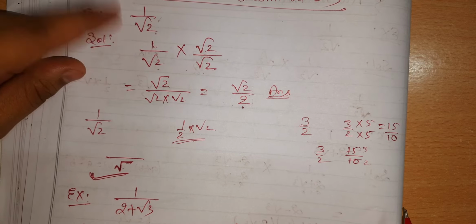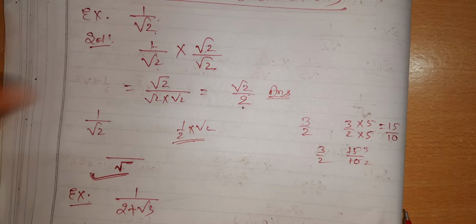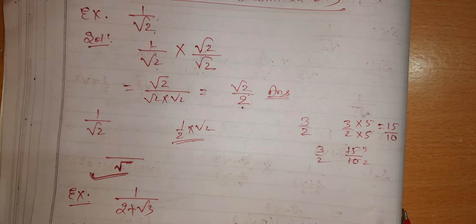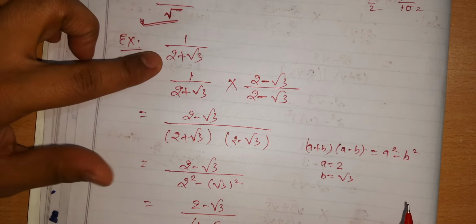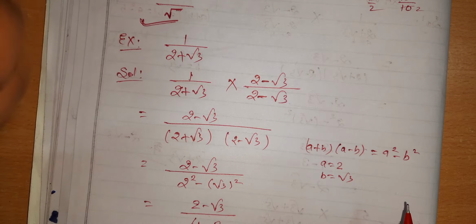So if we have this type of question, 1 by root 2, 1 by root 5, 1 by a single number, then we just multiply by the same number and divide by the same number. And if we have this type of number, then we'll multiply by its conjugate and divide by its conjugate. Now let us take one more example.